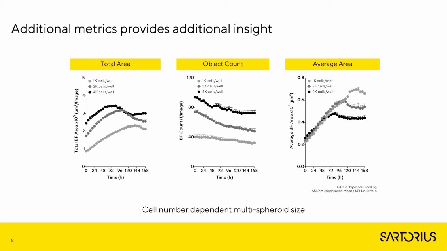So you can use this type of matrix or validation experiment described and these metrics, which will ultimately allow you to define optimal culture conditions for your assay, if, for example, your objective is to avoid or minimize merging of multispheroids in your experiment.